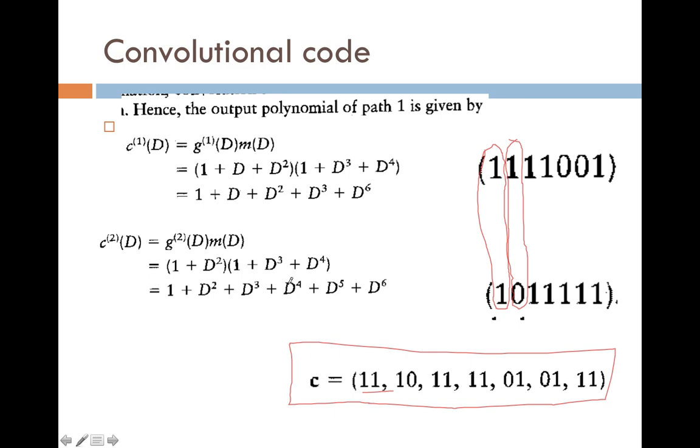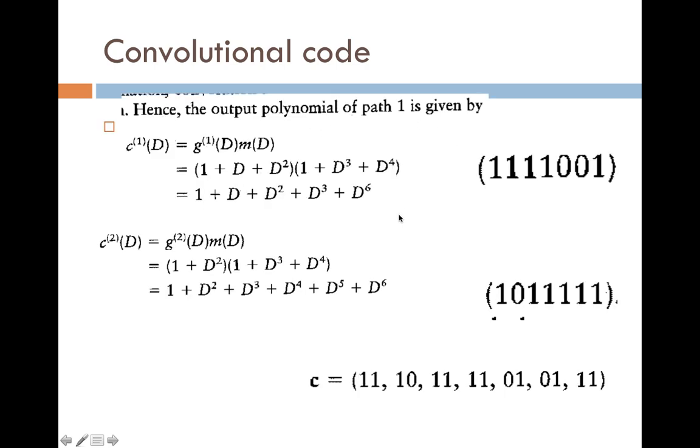The input sequence is 1 0 0 1 1. For this particular sequence the output is produced as 1 1 1 0 1 1 1 1 0 1 0 1 1 1, that is 7 pairs. Actually we have given only 5 bits, but 2 extra encoder bits will come in order to make the shift registers equal to 0. So this is the way the convolution encoder works.